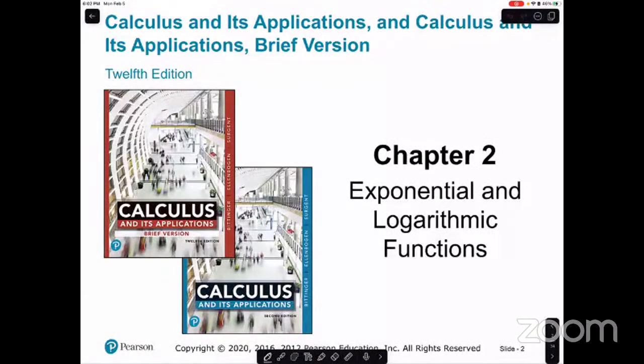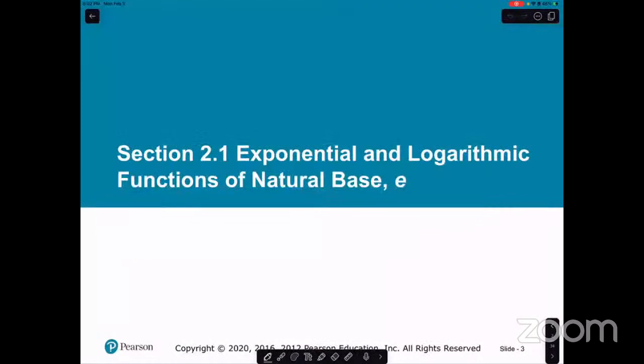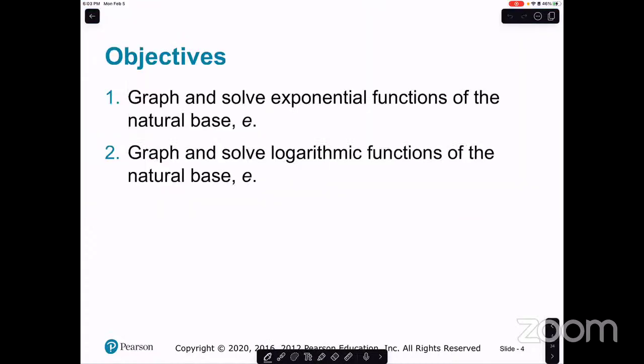Okay, with section 2.1, we'll work on exponential and log functions of natural base e. A few objectives: 1, graph and solve exponential functions of natural base e. And 2, graph and solve logarithmic functions of natural base e.